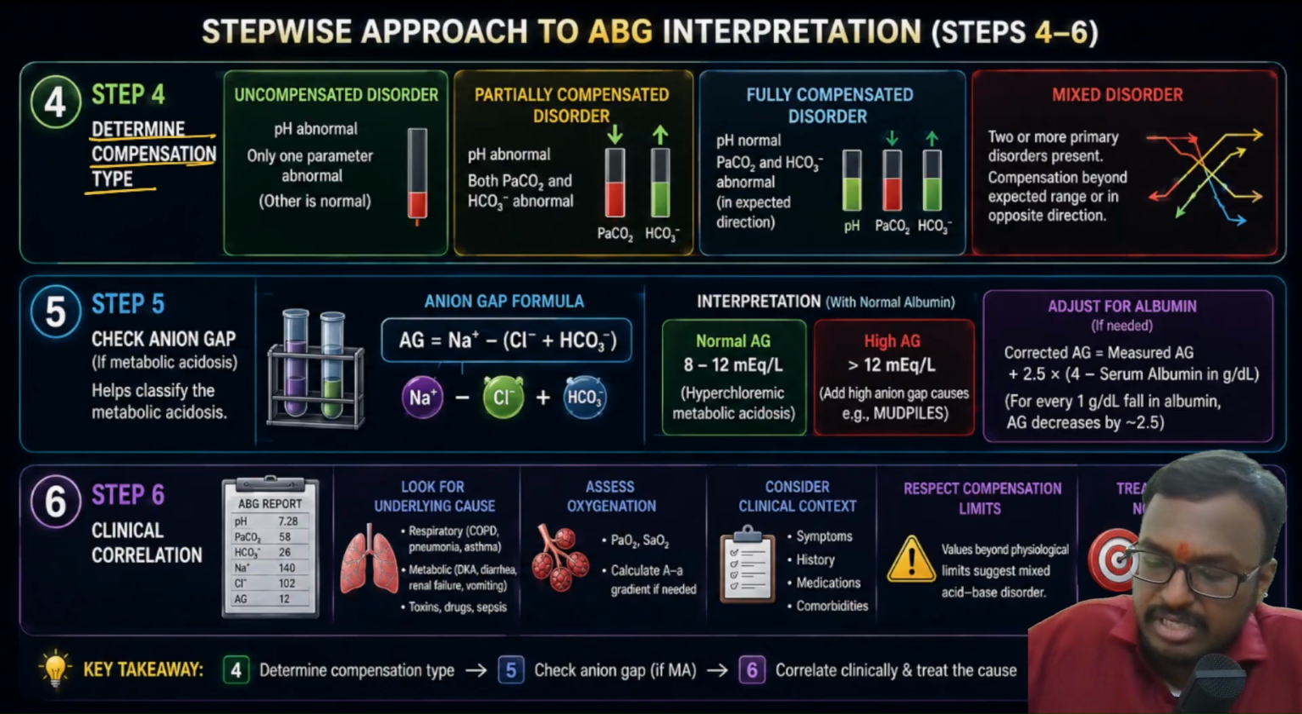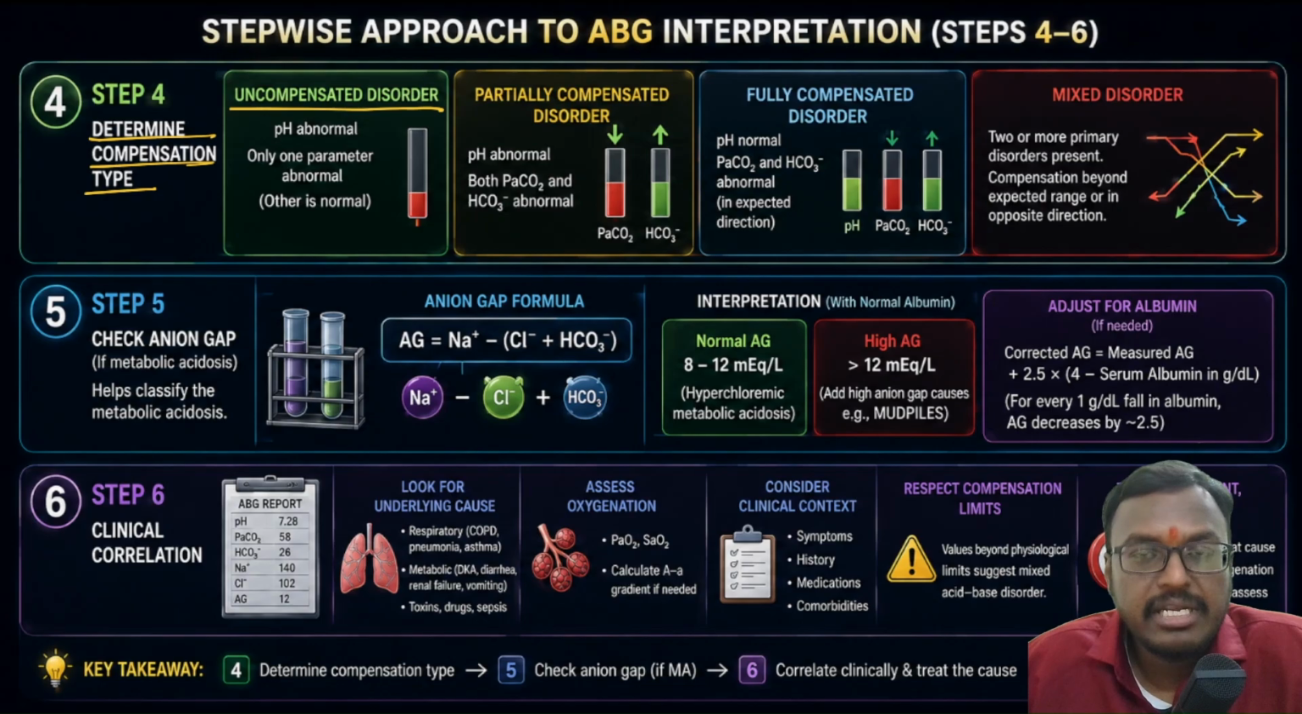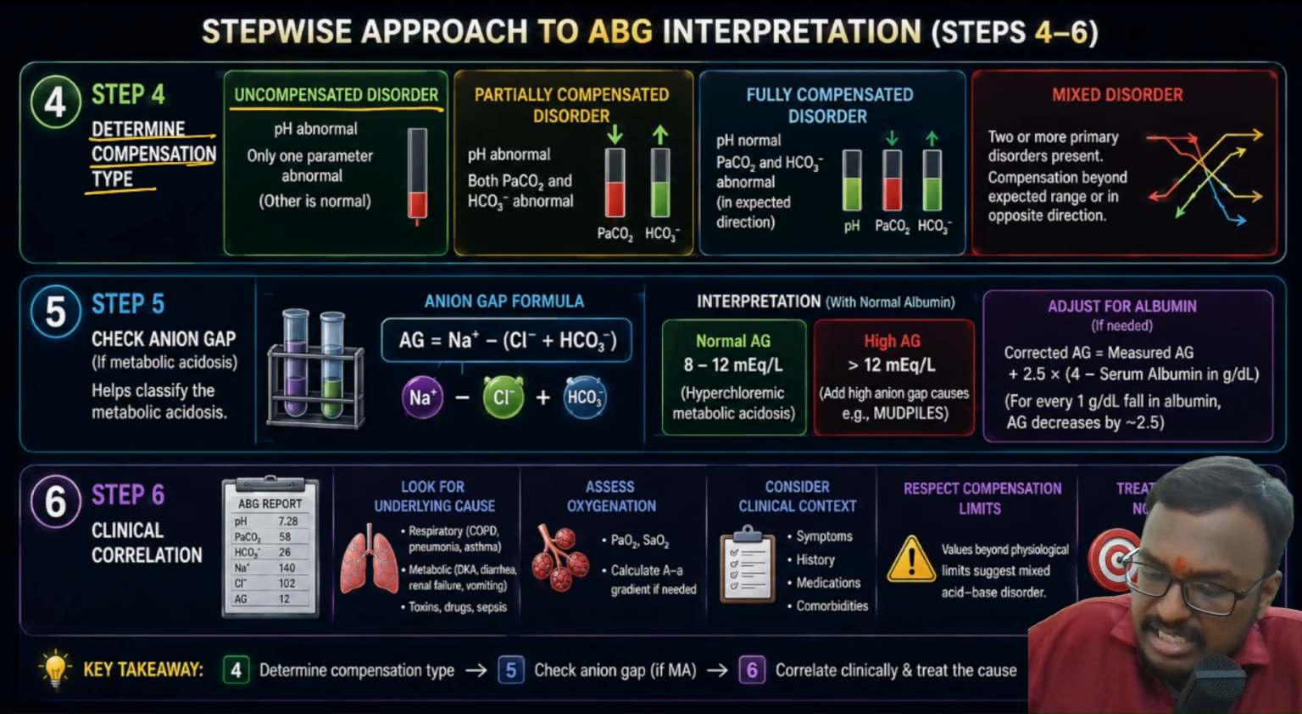First, let's discuss the uncompensated disorders. What do you mean by that? In an uncompensated disorder, the pH is abnormal.